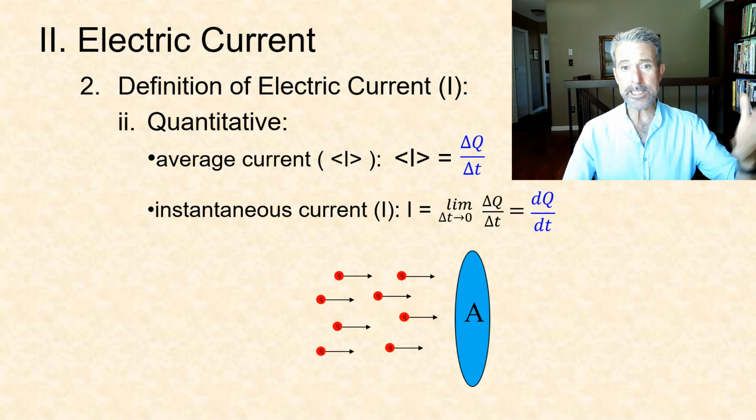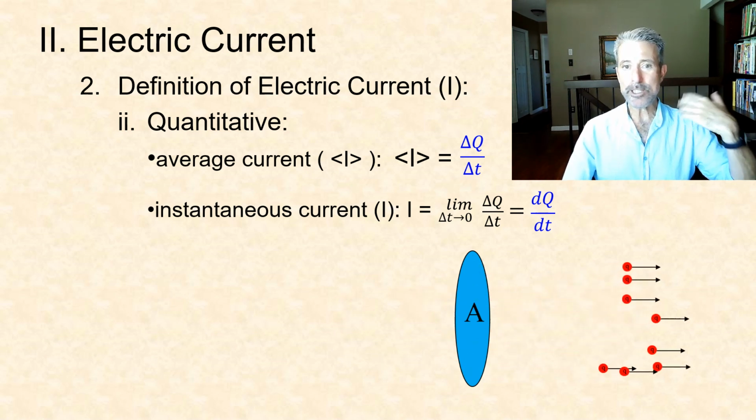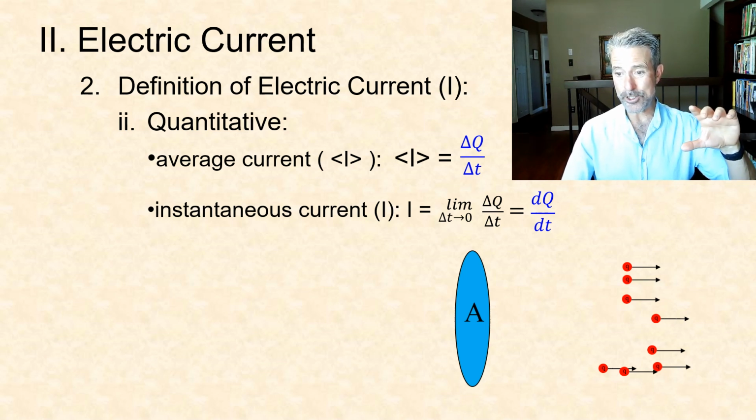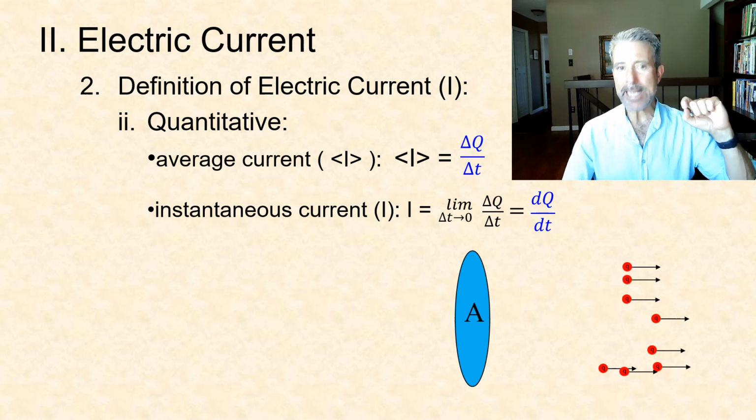So as we can see in the simulation here, if you look at the motion of individual charges as they travel past that cross-sectional area A, you see that the rate at which they travel past that cross-section is not constant in time. It changes due to the rather complicated motion of those electric charges. So for such situations where the rate of charge flow is not constant in time, we would need to calculate the instantaneous rather than the average current.